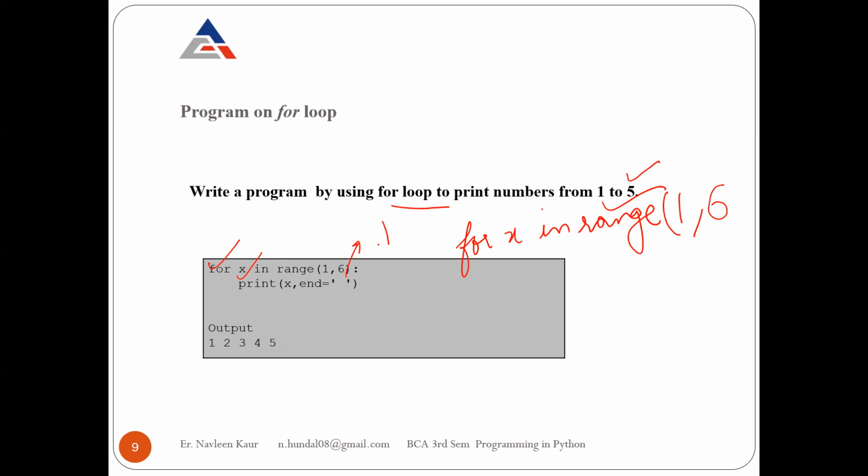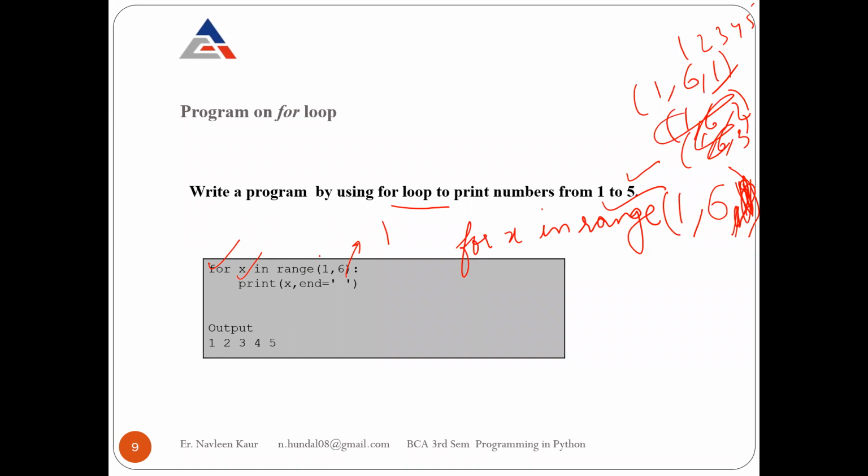So students, why is the third parameter missing? By default, the third parameter is 1. If I want to print 1, 2, 3, 4, 5, it means the jump is 1. So if the jump is 1, you write it or you don't write it, it doesn't matter. But if the jump is 2, you have to write it. If the jump is 3, you have to write it. If the jump is 1, you can write it, you can avoid it, both are the same. So here they have avoided it. So it is starting from 1. 6 is mentioned, it means it will go till 5.